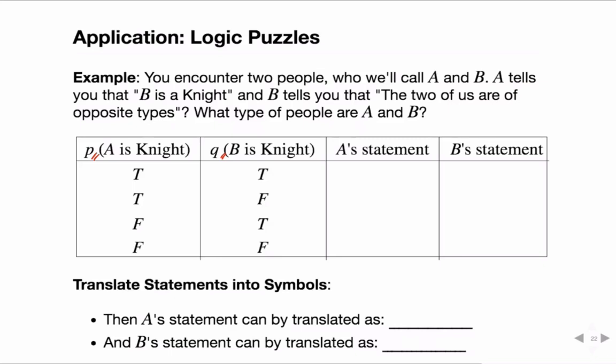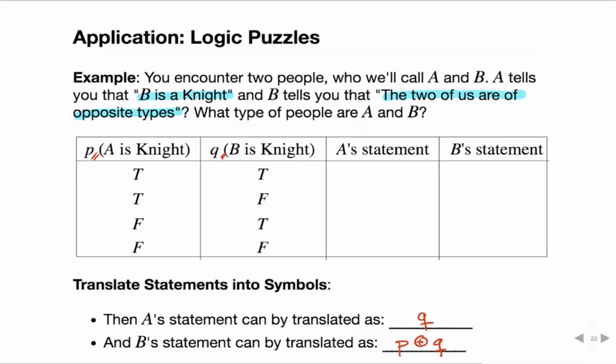So if we start with A's statement, A tells you that B is a knight. And so symbolizing this statement is particularly easy because we already have a symbol for the proposition B is a knight. It's exactly Q. And so that would be how we would symbolize A's statement. And B's statement, which was that the two of us are of opposite types, that would be the statement that P and Q have opposite truth values. And if you remember, we had a nice logical connective that captured that, and that was the exclusive disjunction of P and Q.